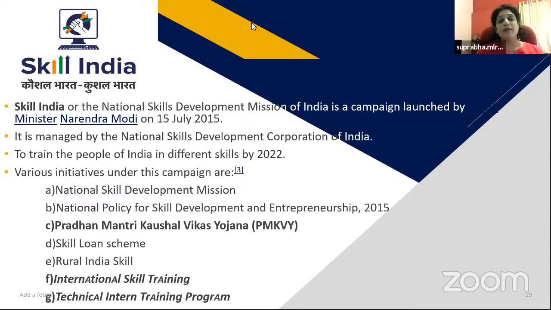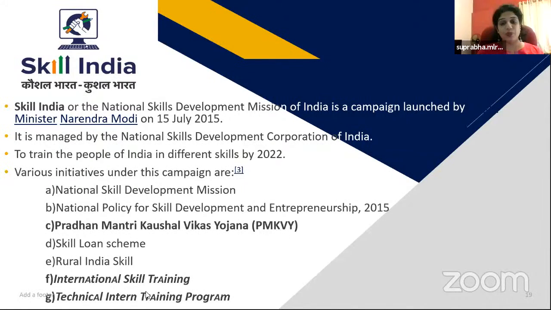Some of the initiatives taken up under this campaign were the National Skill Development Mission, National Policy for Skill Development and Entrepreneurship, Pradhan Mantri Kaushal Vikas Yojana, Skill Loan Scheme, Rural India Skill, International Skill Training, and the Technical Intern Training Program. The Technical Intern Training Program is nothing but TITP, and Pradhan Mantri Kaushal Vikas Yojana is PMKVY.